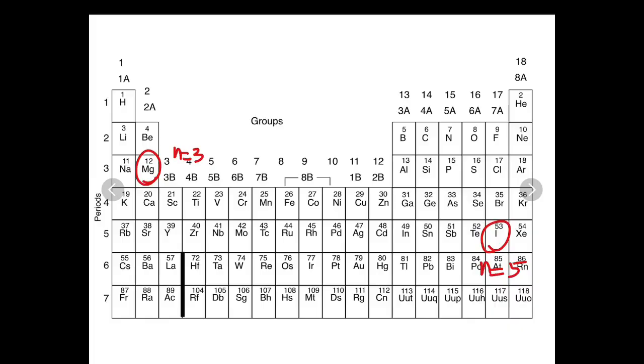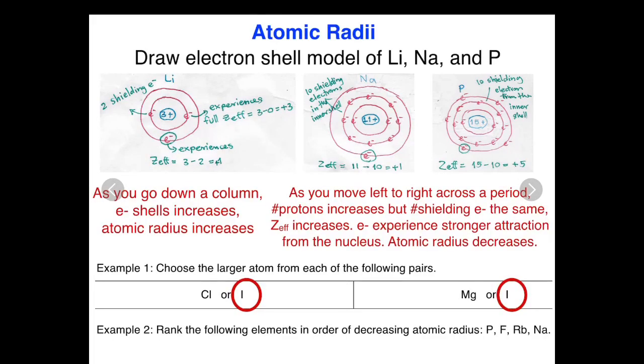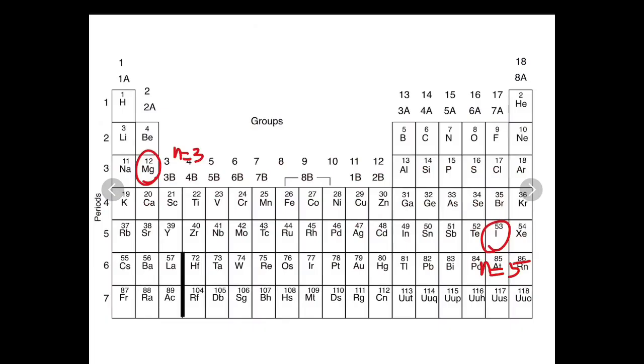So therefore, in this case, it's going to be iodide that has a bigger size. Okay, but what if I go back here and I ask you, what about if you compare between magnesium and chlorine? Which one would be bigger then?